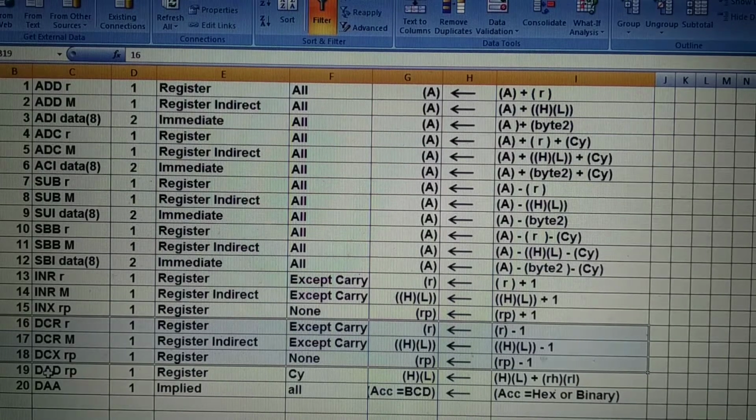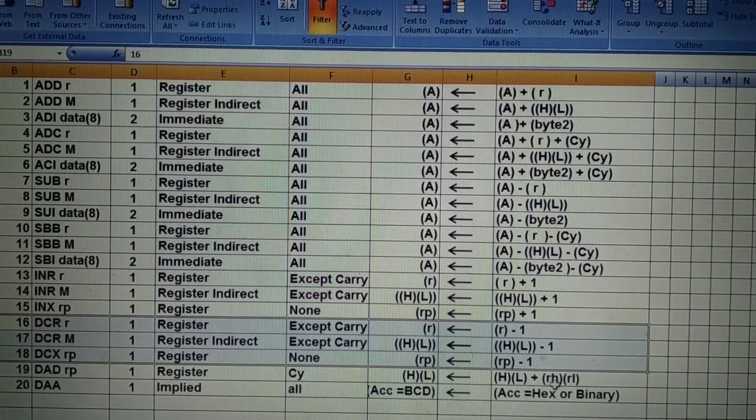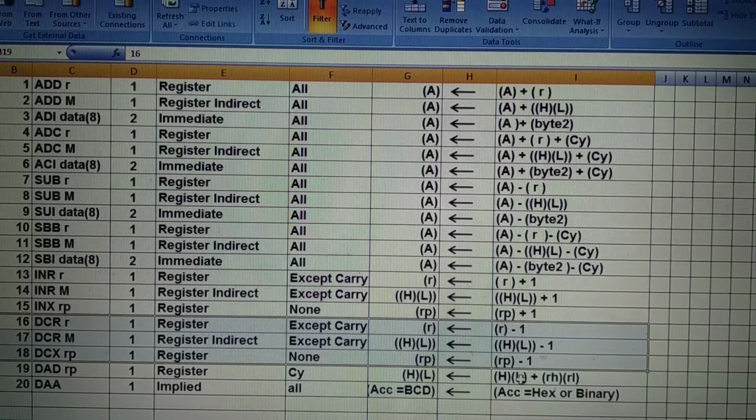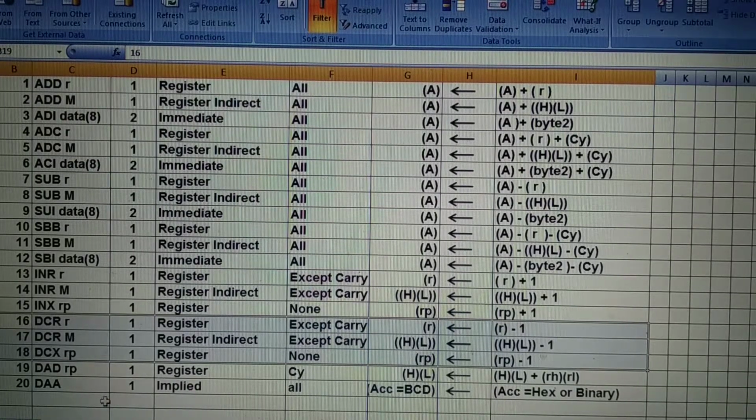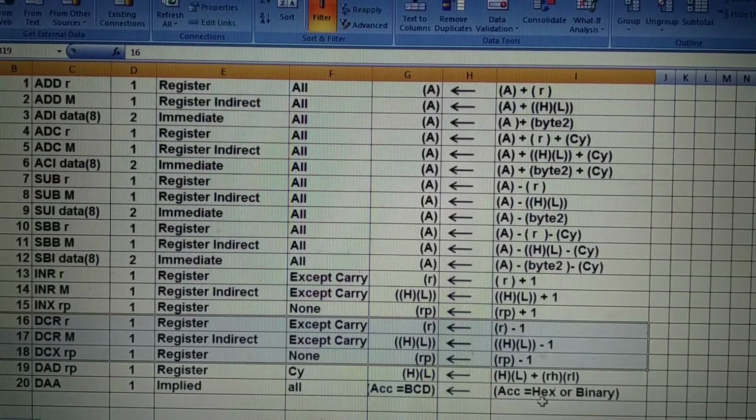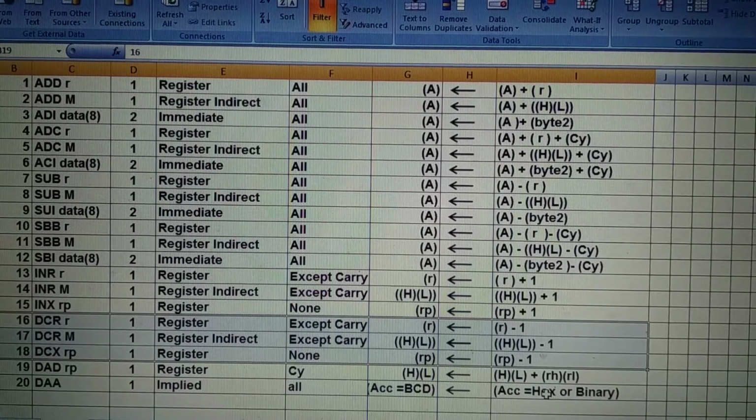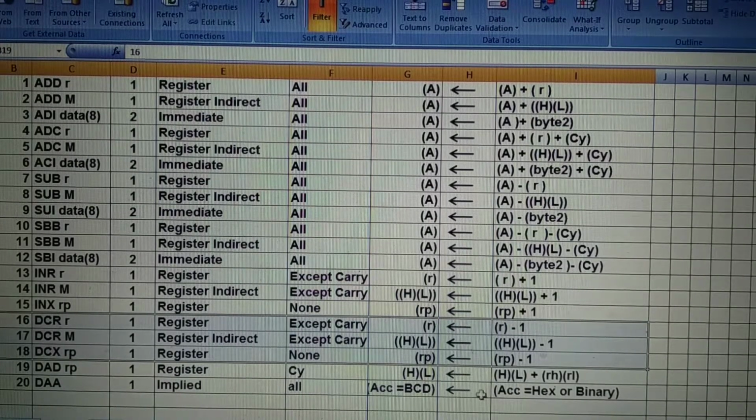Next, DAD RP, content of register pair added to HL, result is stored in HL, and DAA, whatever the number present in accumulator in hexadecimal form gets converted in terms of BCD form.